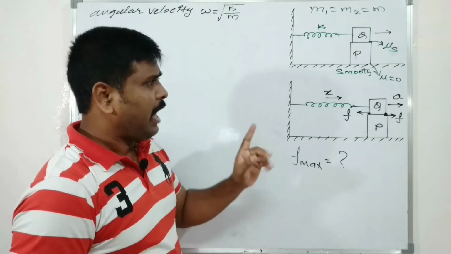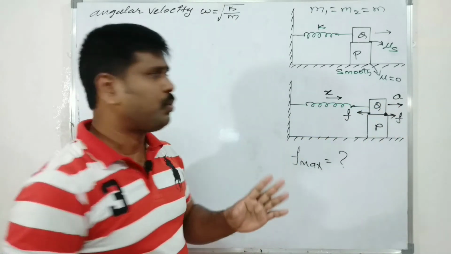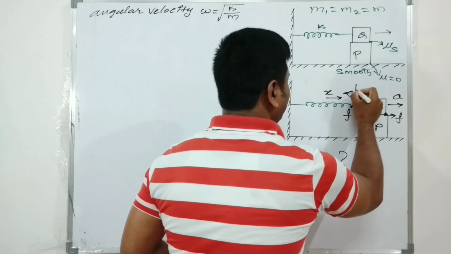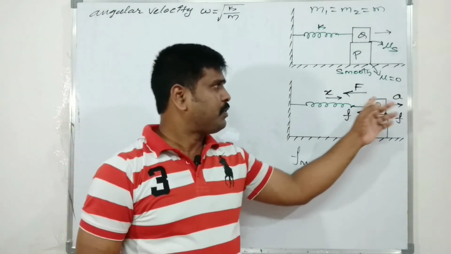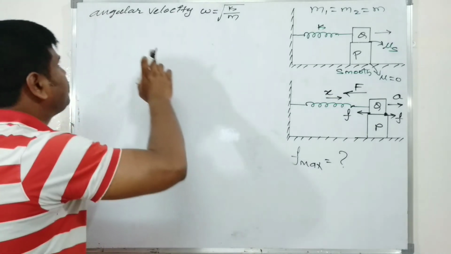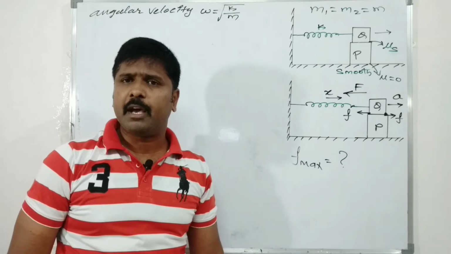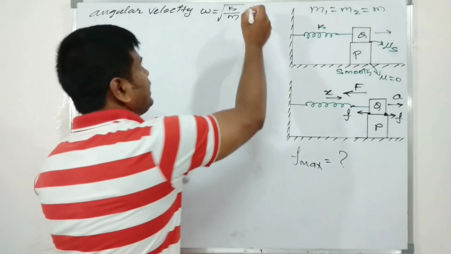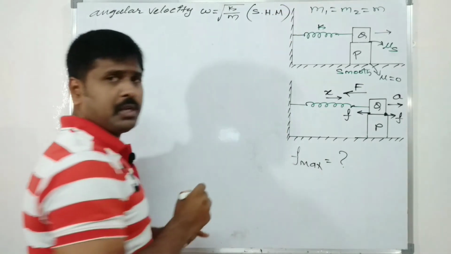Now, due to the acceleration of this system, there is a pseudo force acting. That pseudo force is taken here as capital F. The pseudo force is opposite to the acceleration of the system. Now, continuing, the angular velocity omega, which is equal to the square root of k by m, is the basic formula from simple harmonic motion, which is also given in the question.